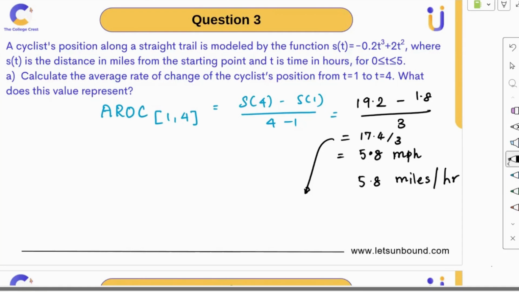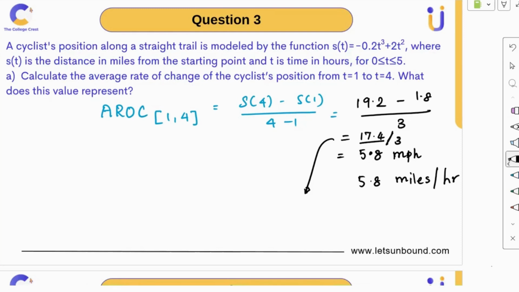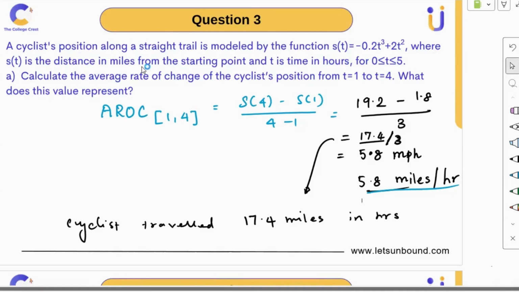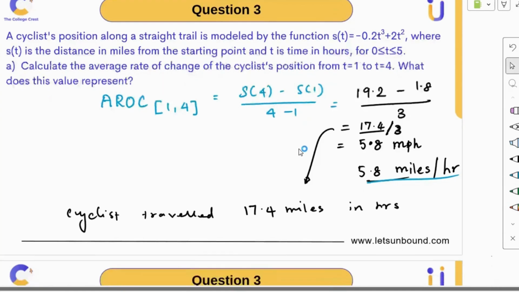What does this value represent means, we can also get from this that the cyclist traveled 17.4 miles in 3 hours. Of course, we can find the speed, and also we can say the cyclist traveled 17.4 miles in 3 hours. This is one interpretation. And also the very direct answer is also an interpretation. You can say the speed of the cyclist in this time span is 5.8. Instead of saying rate of change, here rate of change means speed. So two different interpretations.